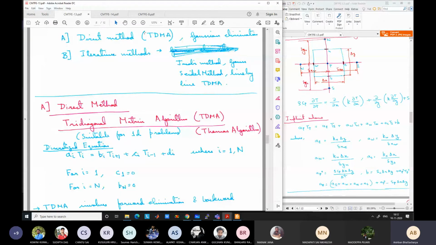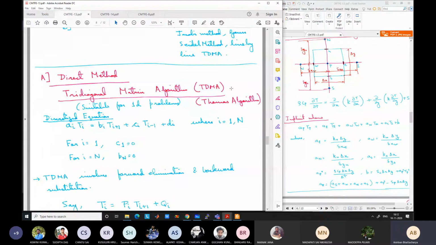These direct methods can also be used for 2D and 3D, not TDMA, but Gaussian elimination or matrix inversion. But the problem is that the time taken will be so large that it will not be very useful. Okay, we will discuss that. So let us take a look at this tridiagonal matrix algorithm first. Then we will go to the iterative methods. So for this TDMA, a tridiagonal matrix algorithm, which is also known as Thomas algorithm.